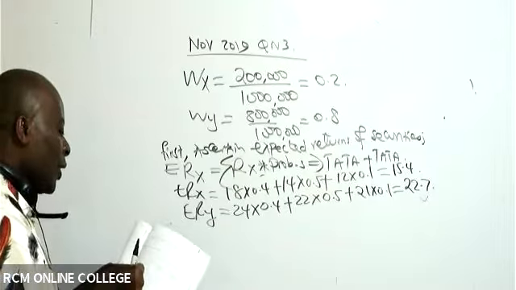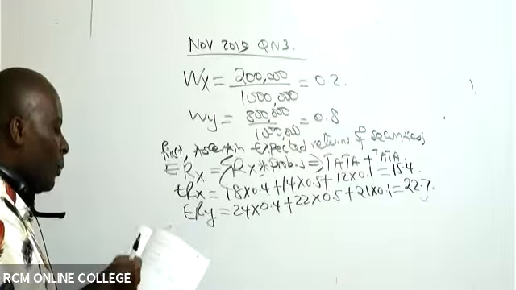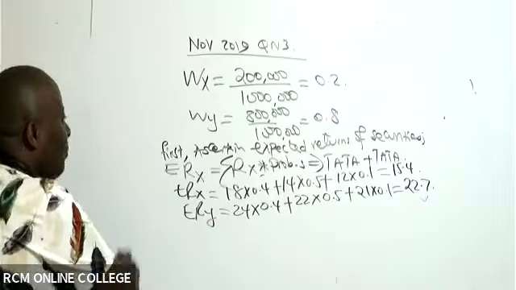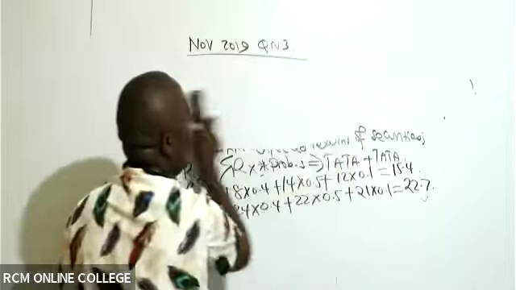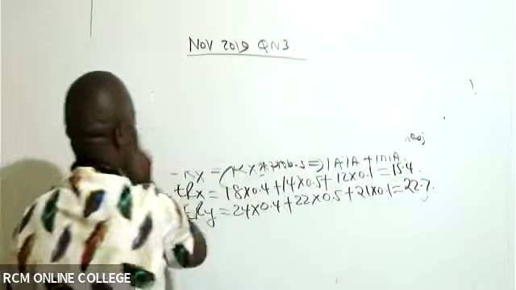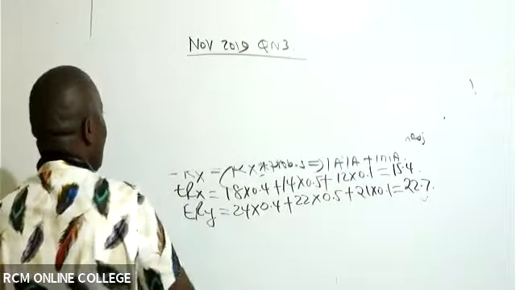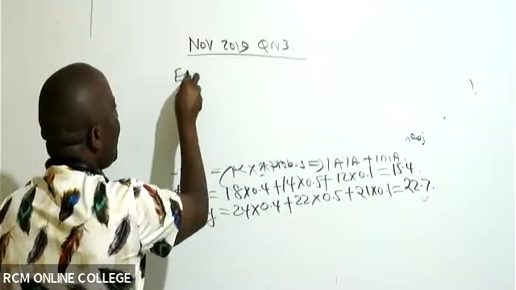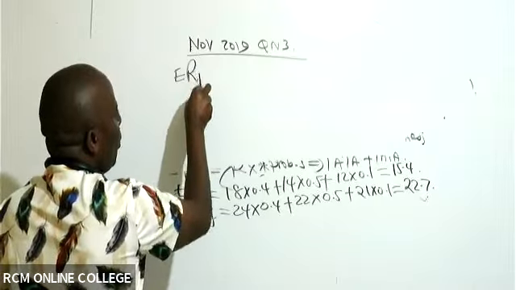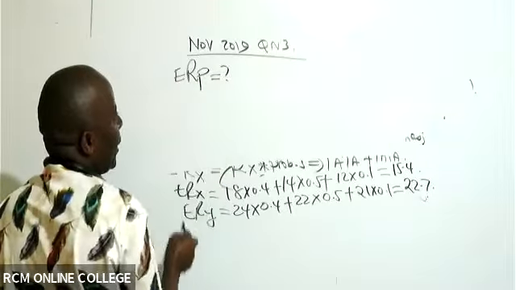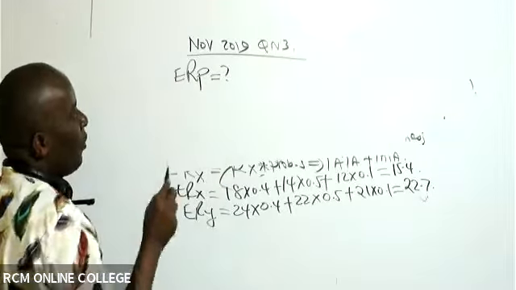Here they want us to give them expected return of the portfolio. How do we get expected return of the portfolio? To get it, you have to write this in full at first. You write expected return of the portfolio.